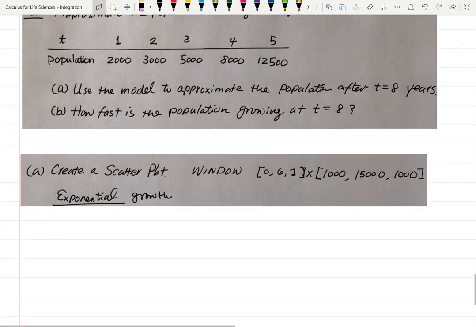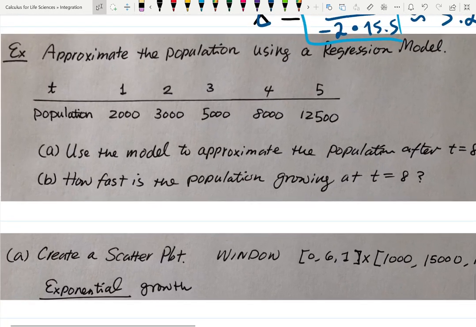Then one more problem. That's also kind of a homework problem. Approximate the population using a regression model. Again, with the population, you don't have a formula. You have just data points. At year number 1, it was 2,000, say, people. Year number 2, 3,000, and 5,000, 8,000, or rabbits, or birds, or whatever we want, and so on.